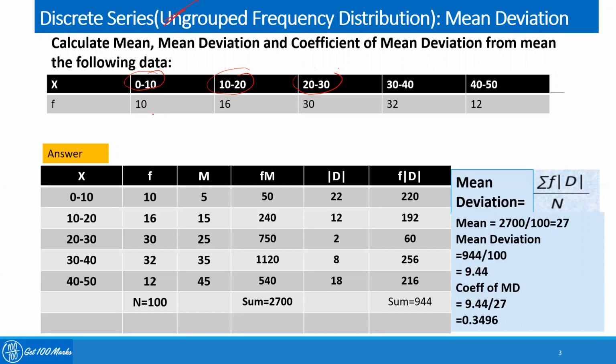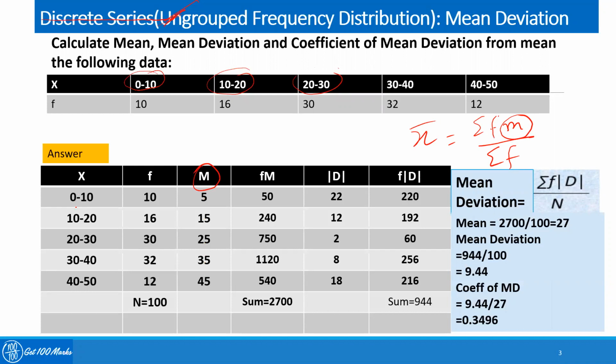Let's see how to calculate the mean deviation from mean for this type of grouped frequency distribution. This is not a discrete series, I'm sorry about that. This is a grouped frequency distribution. The first step for this type of question is to calculate the mean. Mean is denoted by x bar, which is equal to summation f into m divided by summation of f. What do you mean by m here? M is the mid value of the class interval. So first, we have to calculate the mid value, which I have denoted here by capital M.